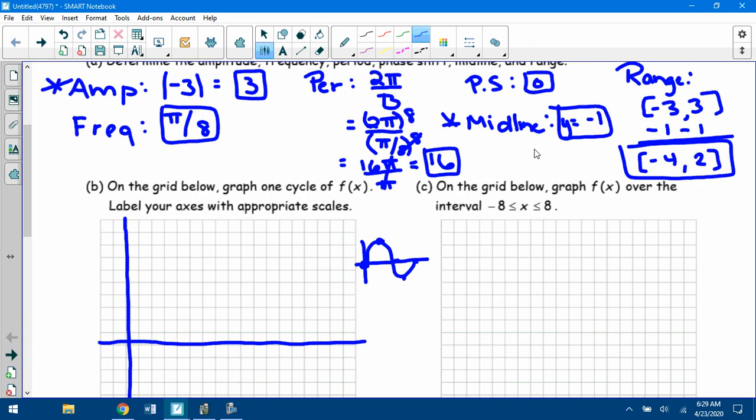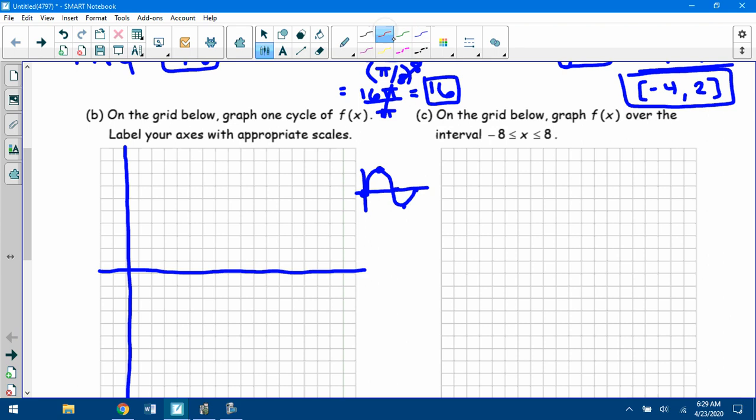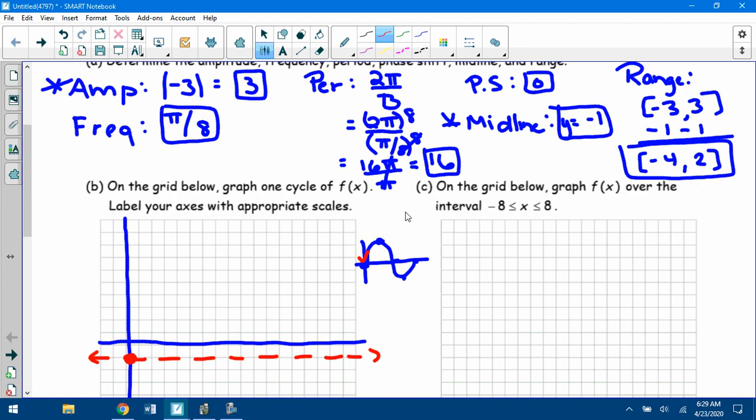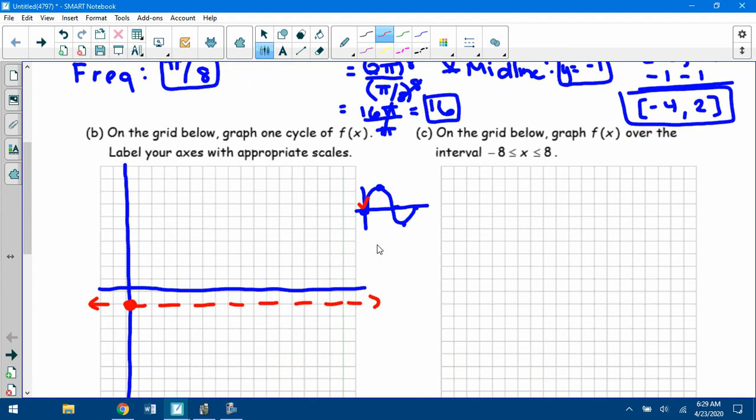So the first thing you should plot is the midline. Okay, so here's y equals -1. I need to start at the midline. So there's your first dot. Now the second dot usually goes above the midline, whatever our amplitude is. But since this is reflected, we're going to go 3 below the midline. So you can space it out however you want. I'm going to go every 3. 3 below would be right about here.